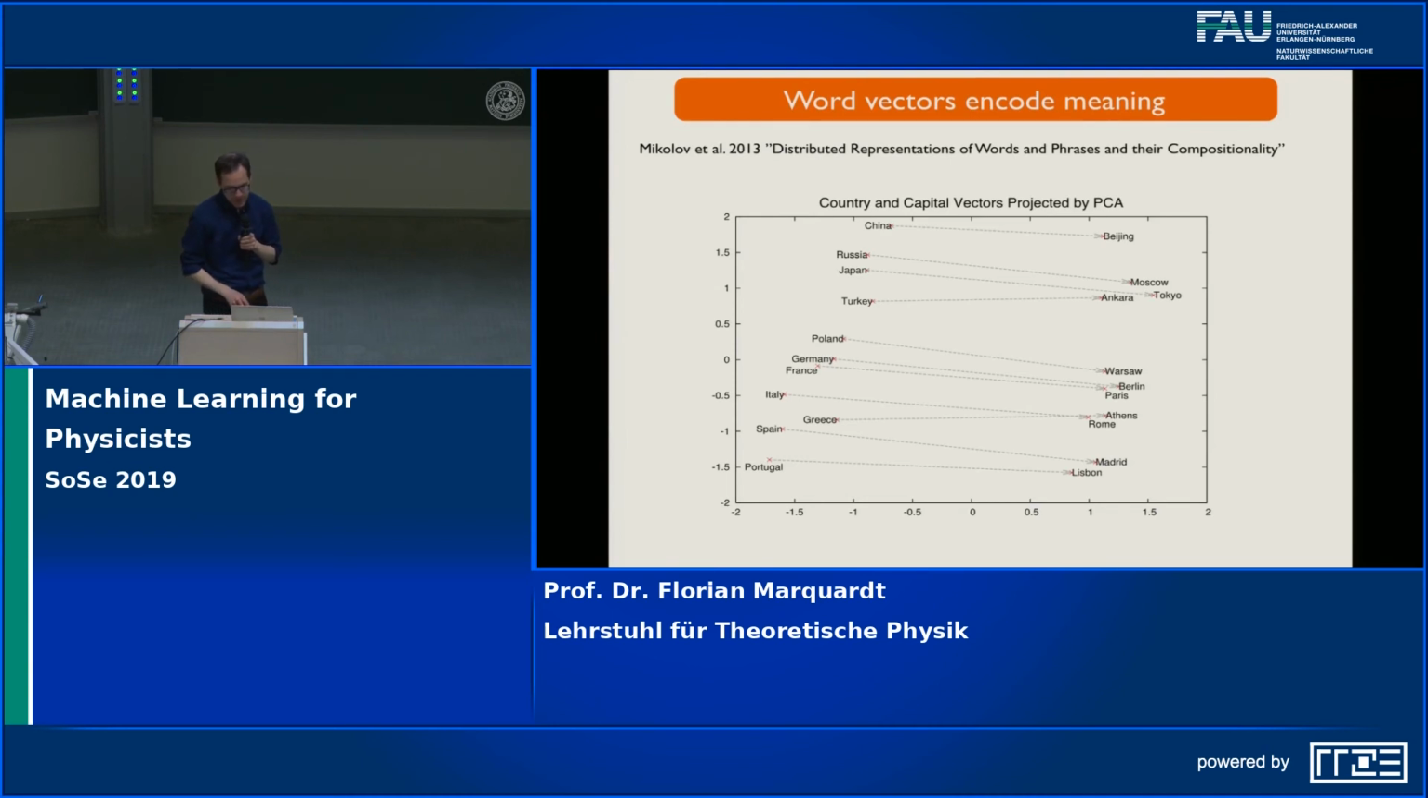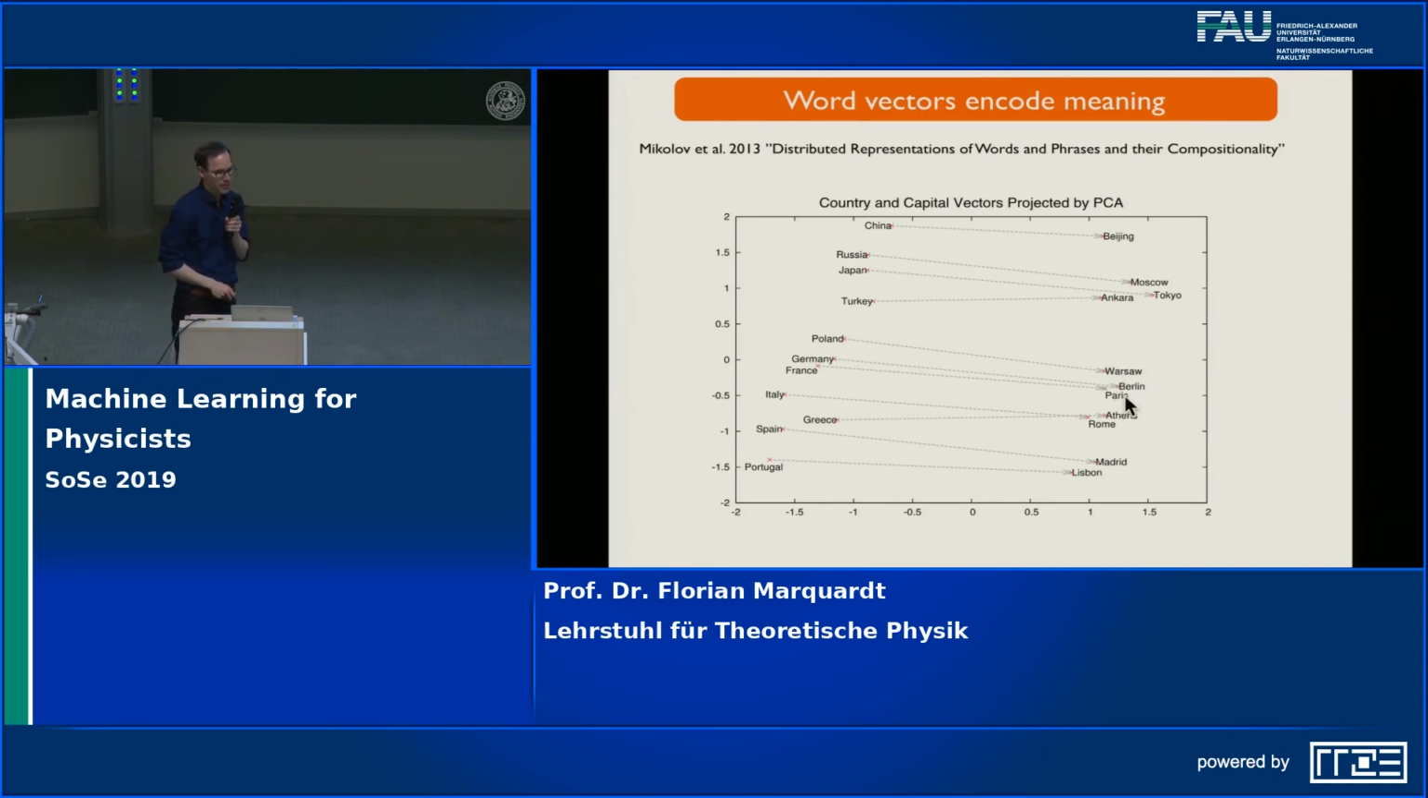Okay, and here's another example that's from this paper. Here you see different countries, and here you see different capitals, and you see the vector connecting the country to the capital in this way of drawing the coordinates is a mostly horizontal vector. And so you could then try to guess by adding to Germany this kind of vector, hopefully you end up with Berlin.